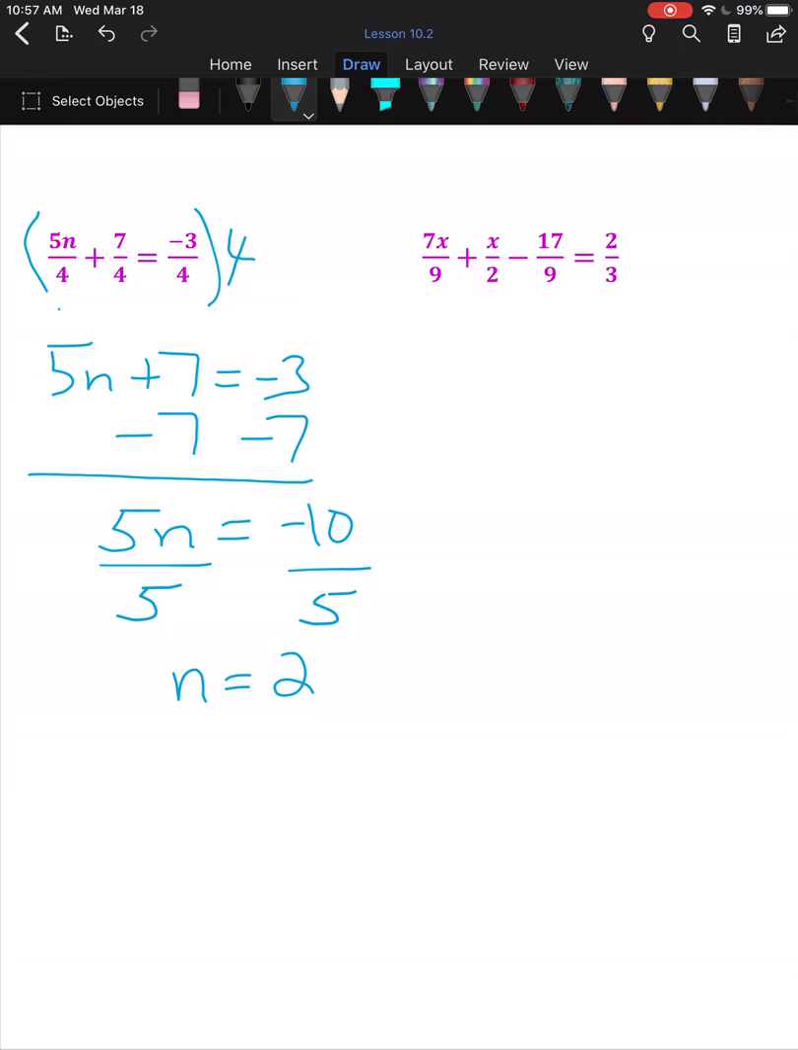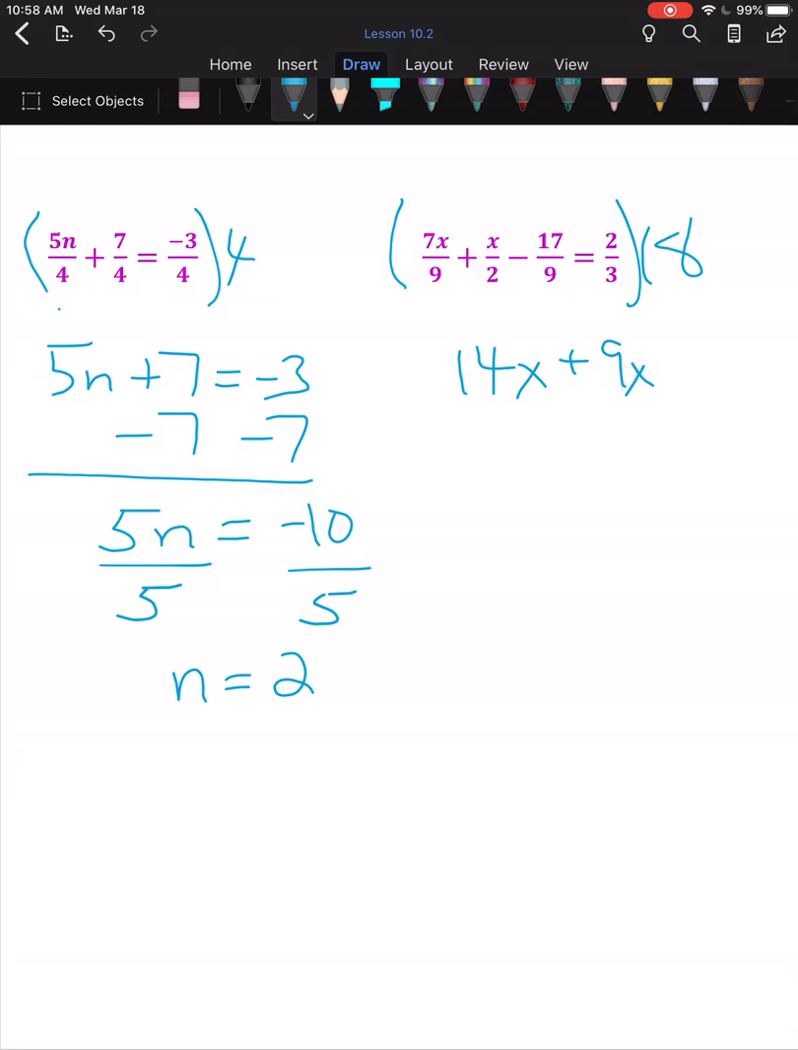I invite you to pause the video and attempt the last problem. We're going to need the least common denominator of 2, 9, and 3, which is 18. So here's how we solve this thing. We will multiply everything by 18 to make the fractions go away. 18 divided by 9 is 2. 2 times 7x is 14x. 18 divided by 2 is 9. 9 times x is 9x.